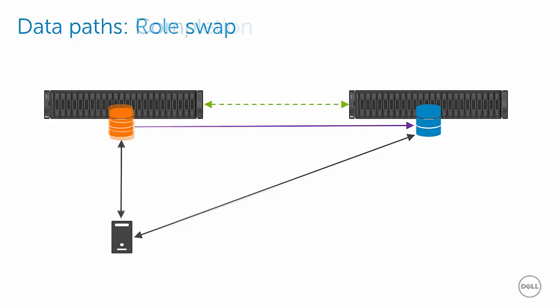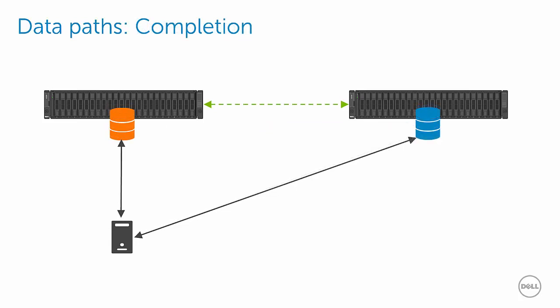The final step that needs to be done is the completion task. I'll demonstrate how that is performed shortly. This task takes the source volume offline and removes its mappings. A rescan must be performed on the server side so the OS is aware that these paths no longer exist. The source volume can then be manually deleted.